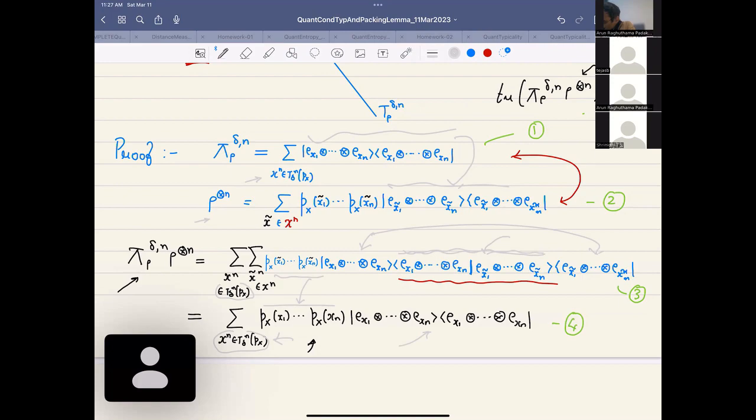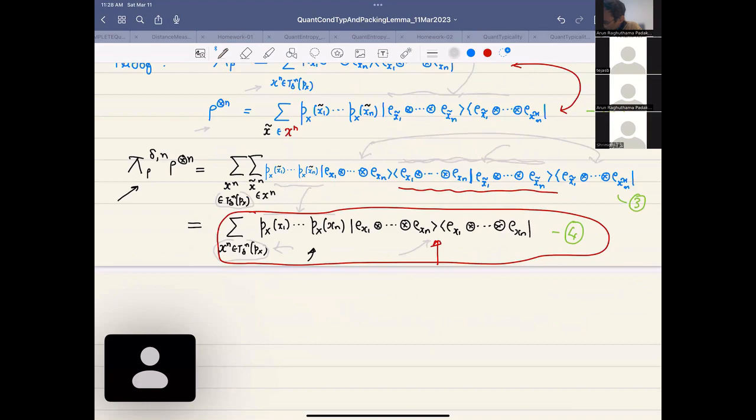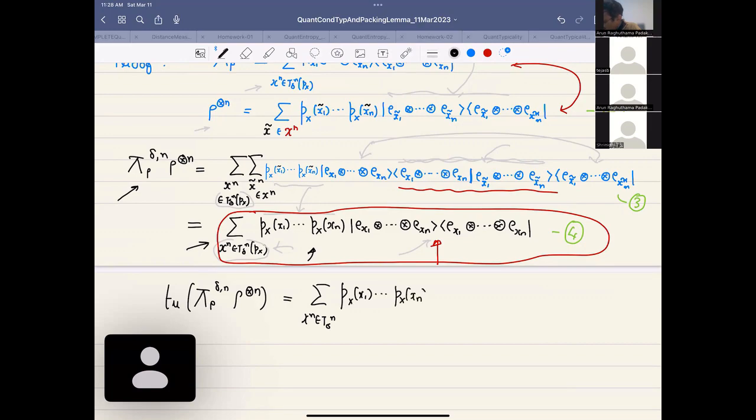Now I have to compute a trace of this whole object. And then when I do the trace, this outer product will become an inner product. That will be 1. And I'll just have a summation. So let me just write the last step. So trace of pi rho delta n rho tensor n is going to be summation xn belonging to t delta n px. So I'm writing the same term here, px of x1 all the way until px of xn times 1, because the trace of this becomes 1.